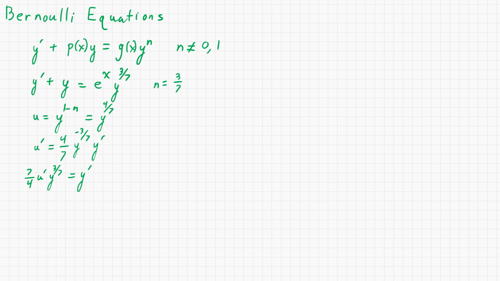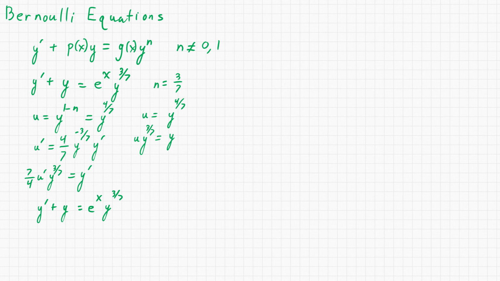We'll also need y just by itself. So I have this u is equal to y to the 4/7. So let's multiply both sides by y to the 3/7. So u y to the 3/7 equals y to the 1. All right, 3/7 plus 4/7 is 7/7, y to the 1. All right, so then going back, we have our y prime plus y equals e to the x times y to the 3/7.